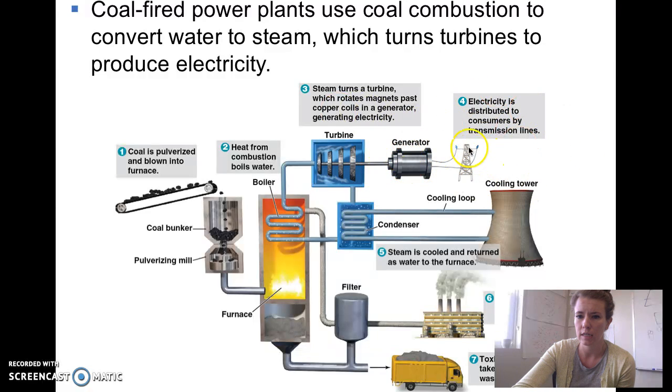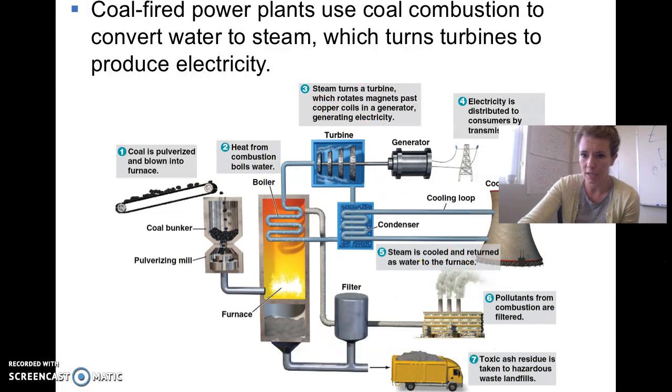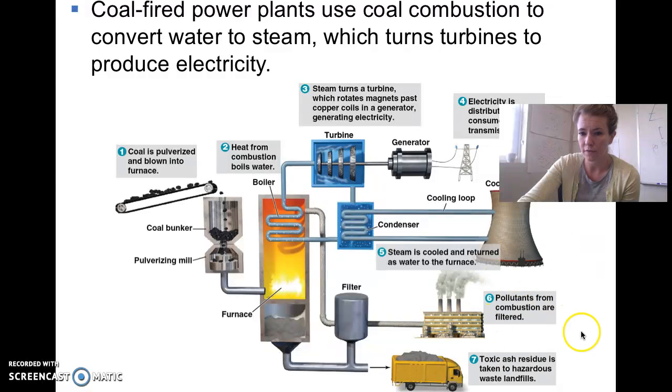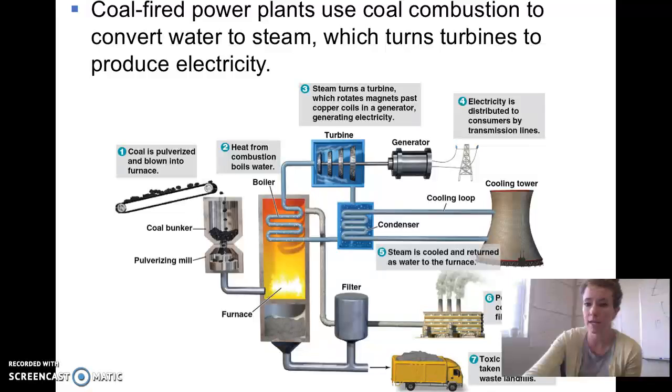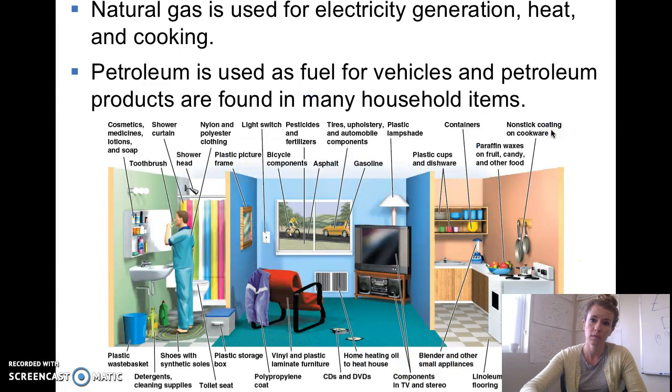Then electricity is distributed to consumers by transmission lines. So when you have one of these to charge your computer, it's coming from this process. Steam is cooled and returned as water to the furnace. So water is reused in this process. It's not damaged. Pollutants from combustion are filtered, and toxic ash residue is taken to hazardous waste landfills. So that's how we get energy from burning coal.